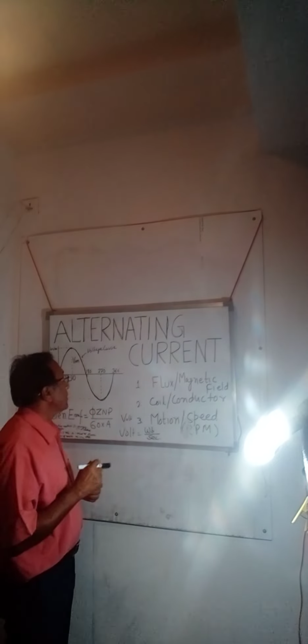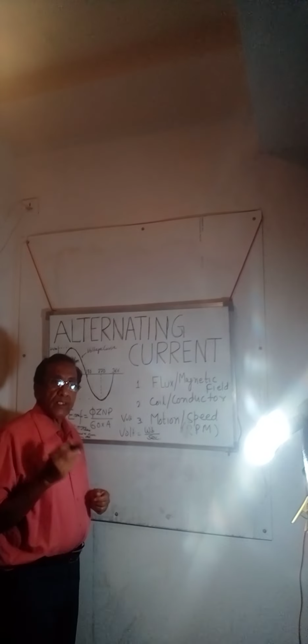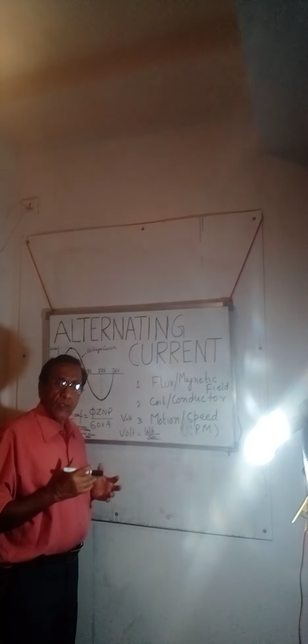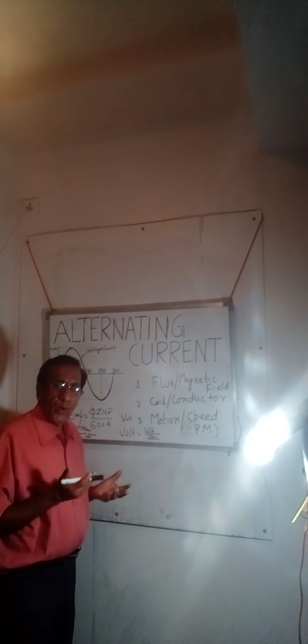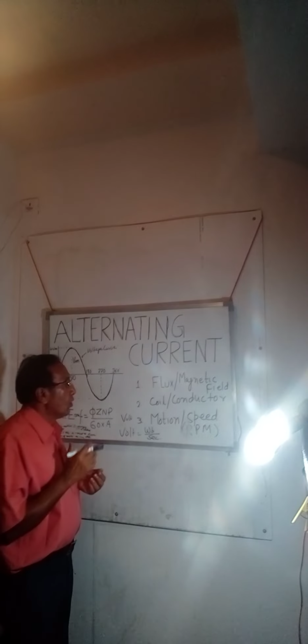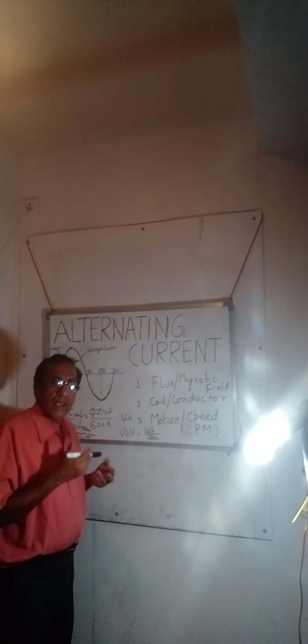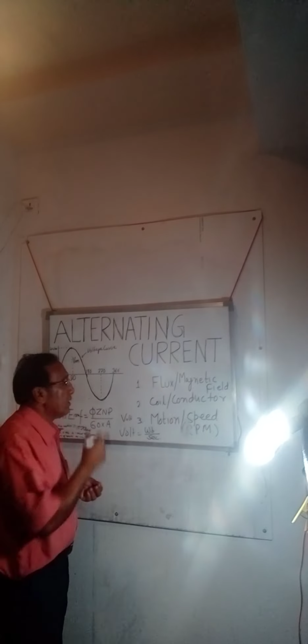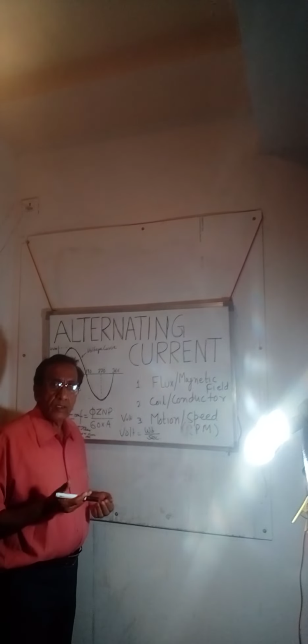So let us see what is the definition of alternating voltage or alternating current. Any electrical quantity, that is voltage or current, when changing its magnitude and direction periodically at fixed intervals, is called alternating current or alternating voltage.